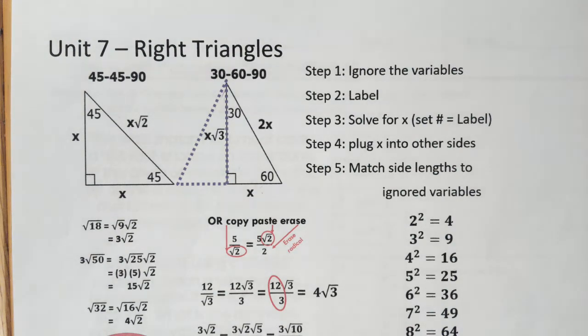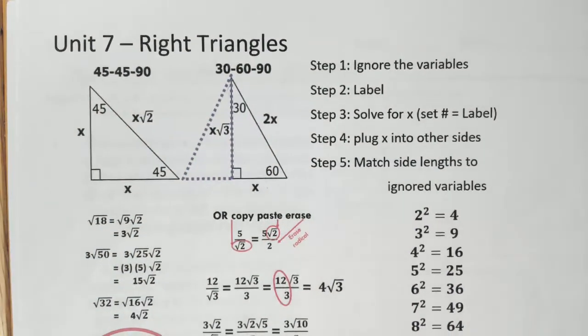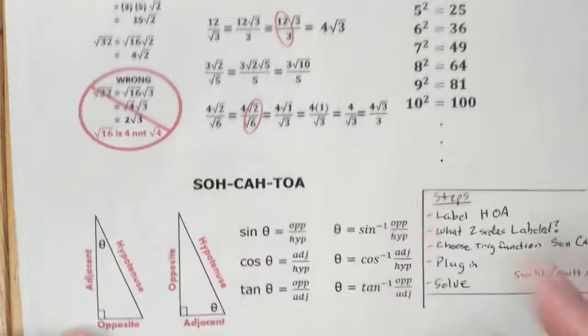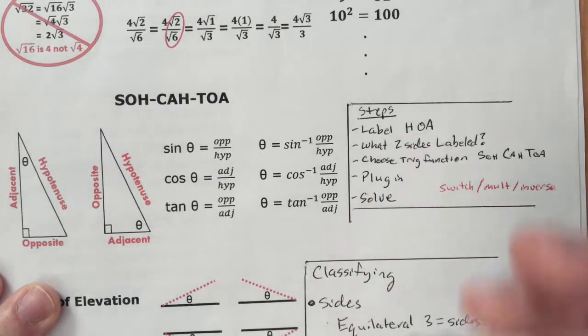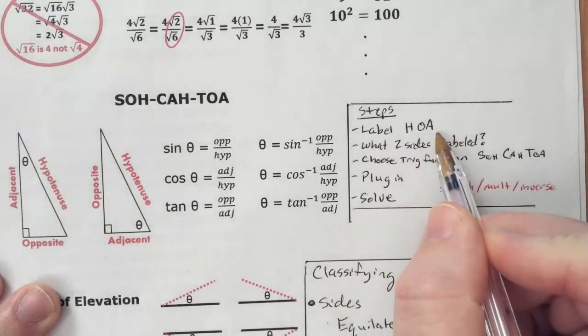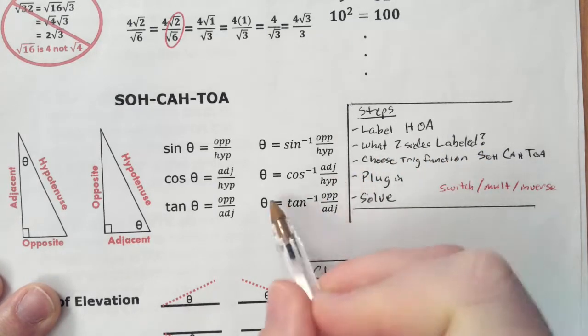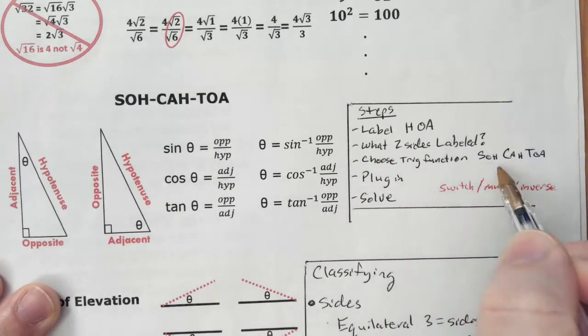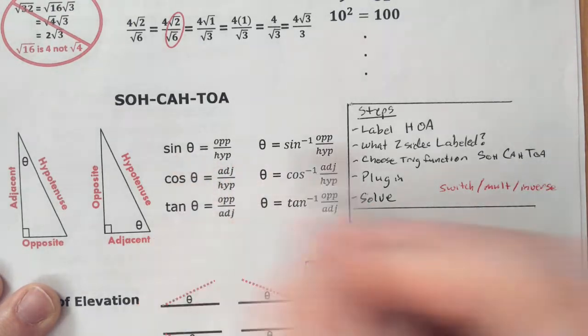All right, so today we're going to be continuing Unit 7, right triangles, and we're going to be working on the trig functions. So remember that you have these steps. The steps are: label the H, O, A, what two sides are going to be labeled, and that helps you choose for SOHCAHTOA. So choose the trig function: SOH, CAH, or TOA. SOHCAHTOA is an acronym to remember.